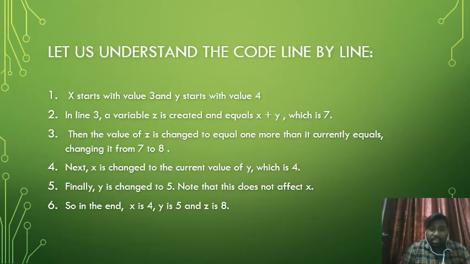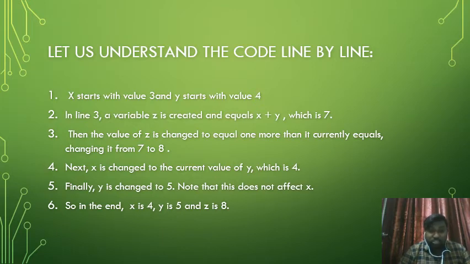See, whatever I have explained, this is the thing. x starts with value 3 and y starts with value 4. The initial values of x and y are 3 and 4. In line 3, a variable z is created and equals x plus y, which is 7, because z equal to x plus y. So 3 plus 4, 7. Then the value of z is changed to one more than it currently equals, changing it from 7 to 8, because z equal to z plus 1. The previous value of z is 7.